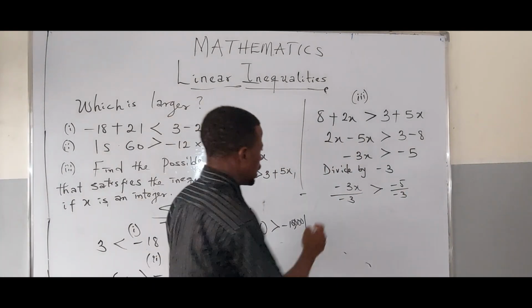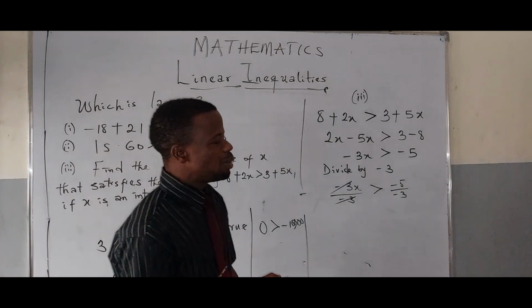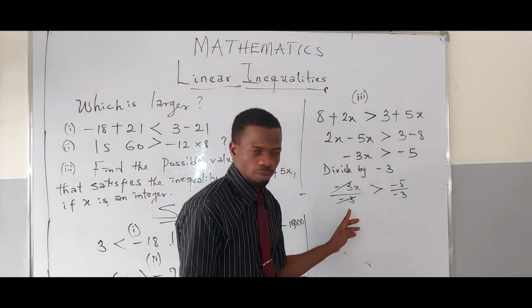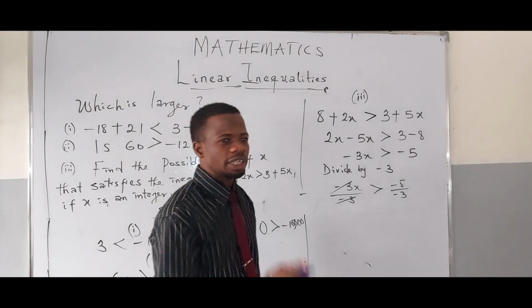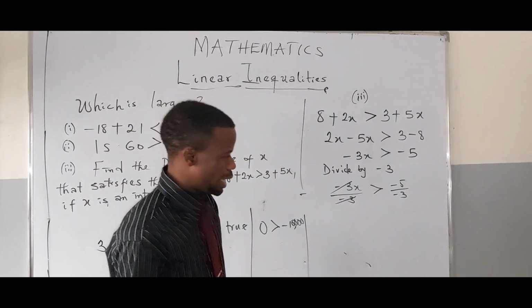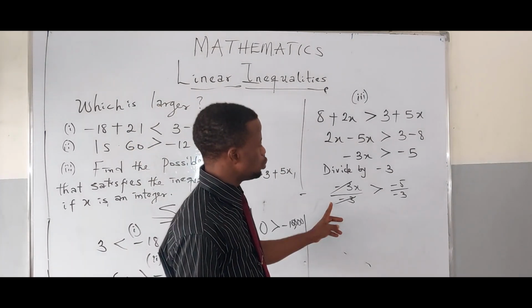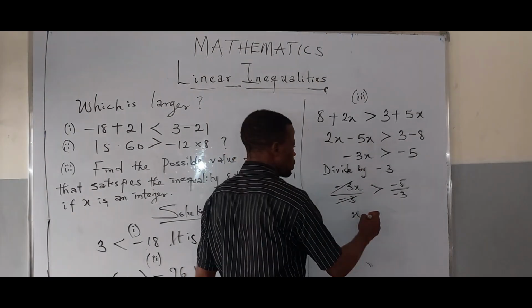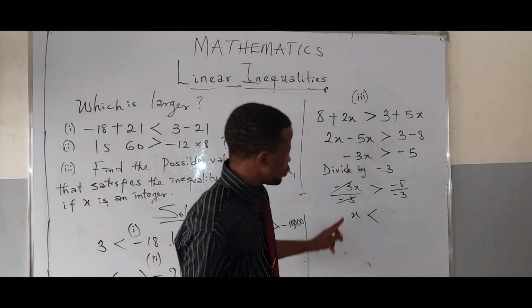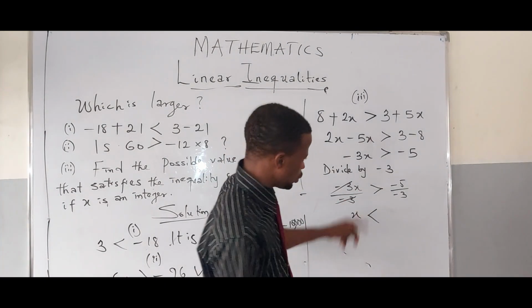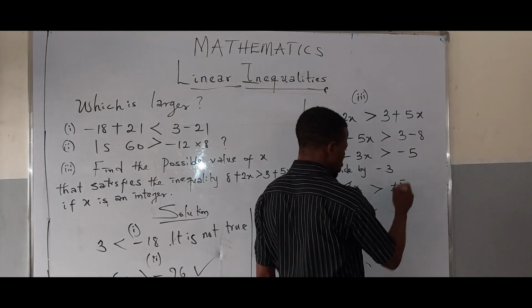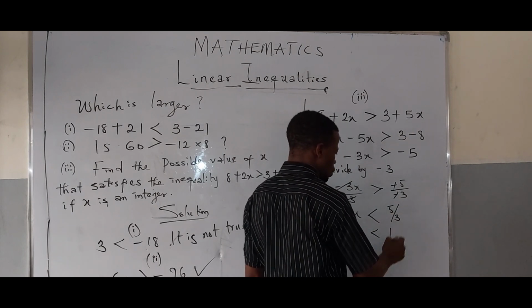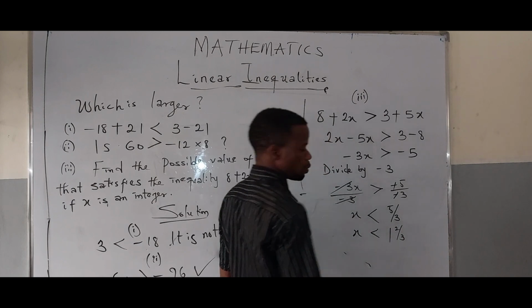Now, this cancels this. The moment you divide through by a negative value, or you multiply through by a negative value, what happens? The inequality sign will change. That implies that x will now be less than. Because you divide through by a negative sign, it changes. This cancels this, and that will become 5 over 3. So x is less than one whole number 2 over 3.